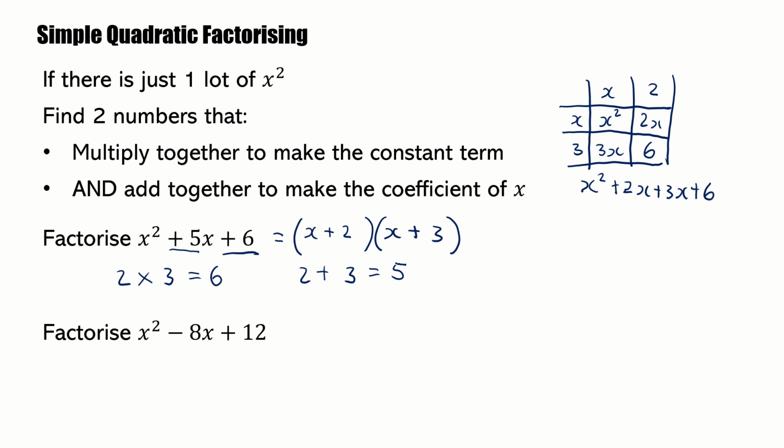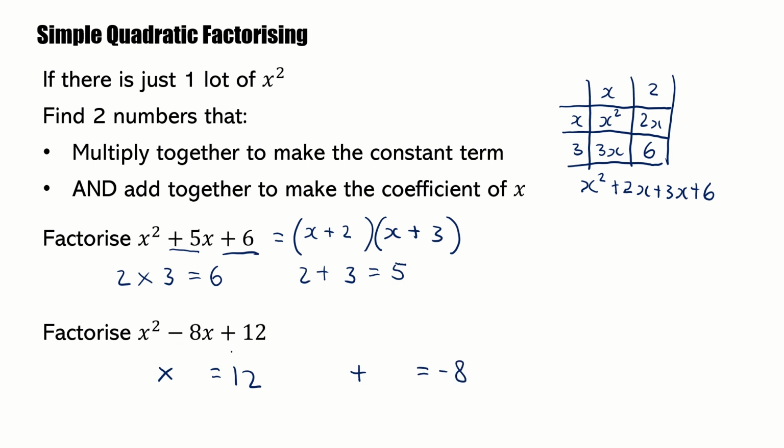I'll also show another quick example where we look at how to deal with situations that have a negative number involved. And actually, the method doesn't really change. The only thing you've got to bear in mind is you do have to take account of whether it is a negative number when you're deciding what numbers multiply together to make the number on the end and add together to make the number in the middle. So for instance, in this case, we're looking for two numbers that multiply together to make positive 12. We're looking for two numbers that add together to make minus 8.